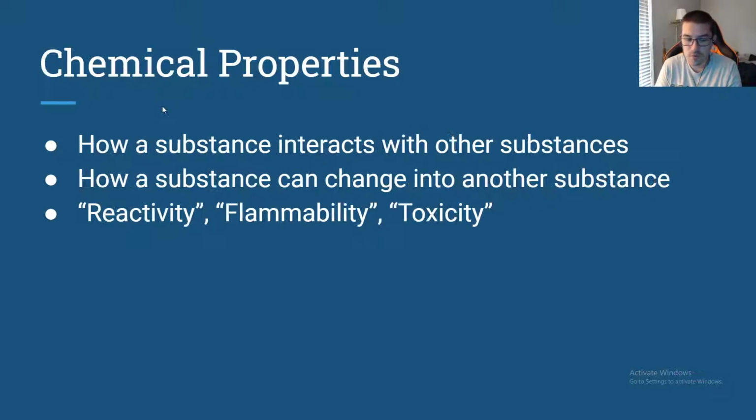Chemical properties, these properties or these descriptions of substances talk about how a substance interacts with other substances or how that substance can change into another substance. Really what you're looking for here are some keywords, okay? Like reactivity, flammability, or toxicity. Okay, you may not be able to notice these things with your five senses just by looking at it, right? You can only really discover chemical properties of substances by playing around with them, right, and experimenting to see how they interact with other things or how they can change.